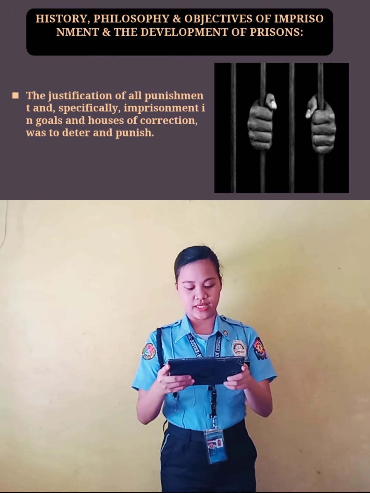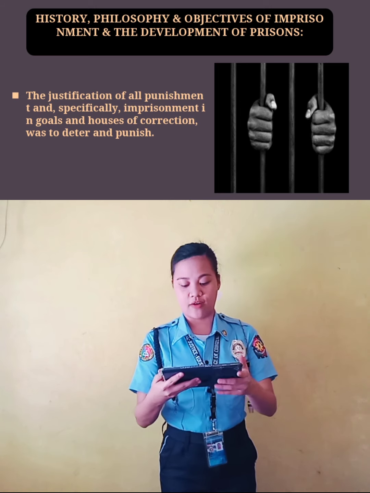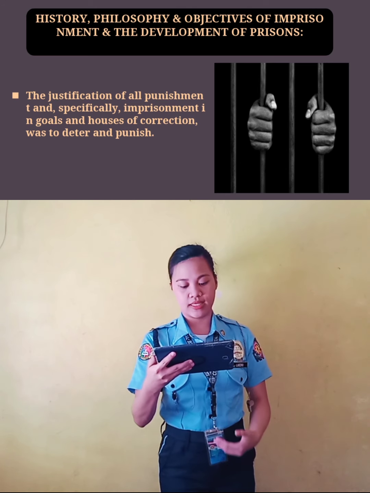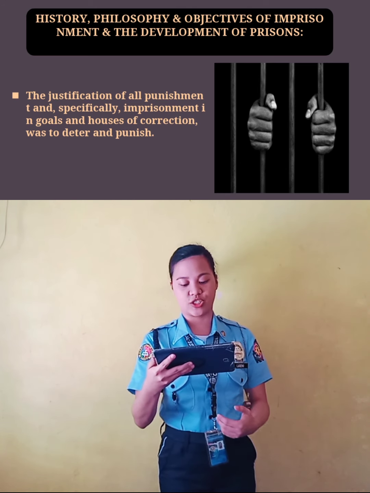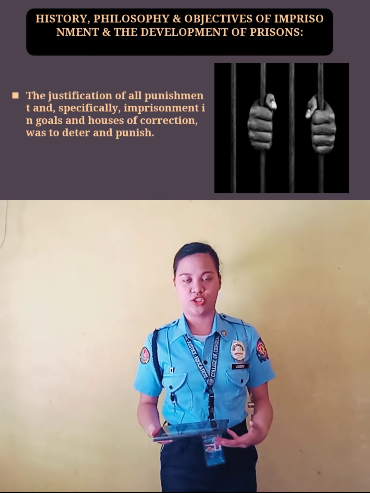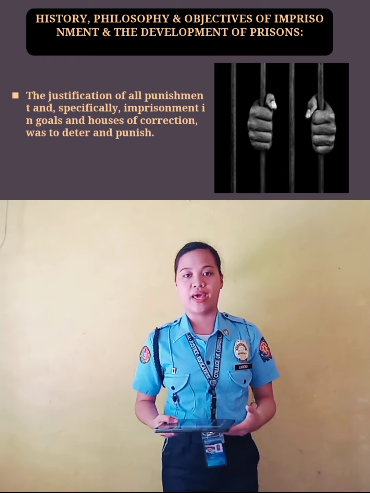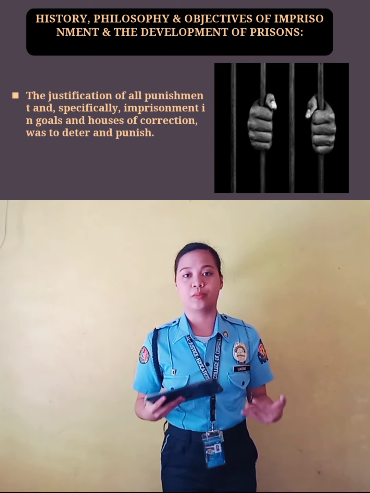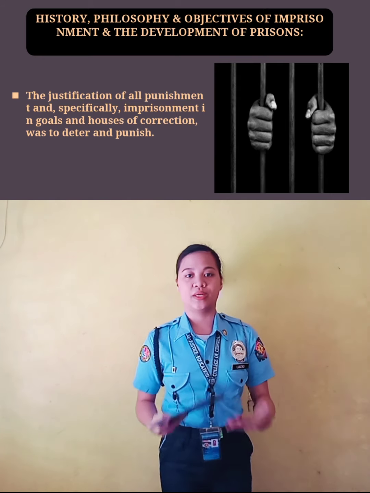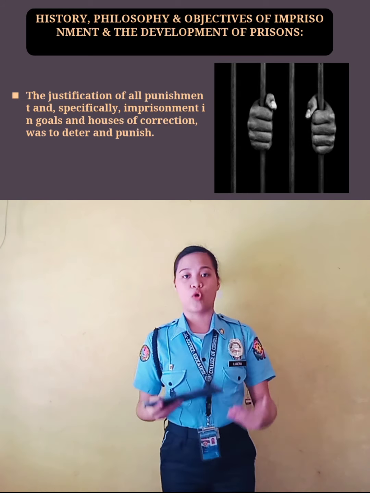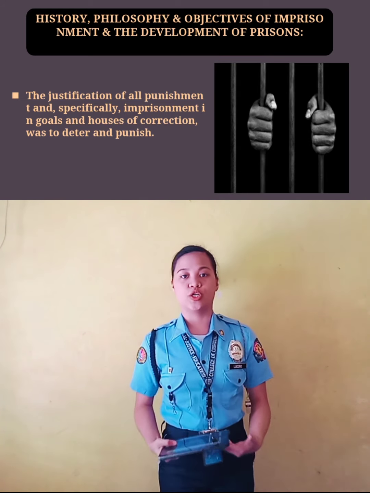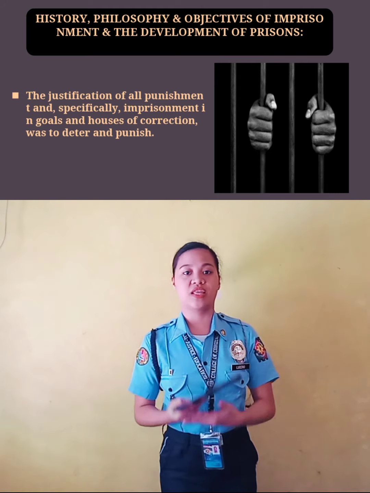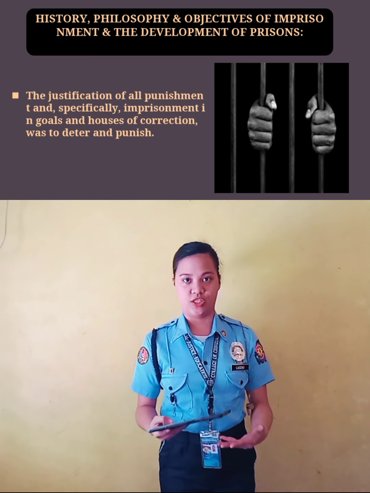Now let's proceed. The justification of all punishment, and specifically imprisonment in jails and houses of correction, was to deter and punish. So in imprisonment, the main aim is to deter crime, to prevent criminals from committing crime, and of course, for those persons who commit crime or violate the law, there is space in the imprisonment for them to be punished.